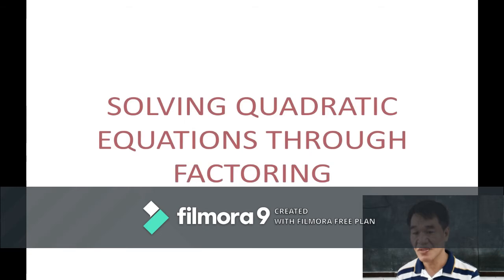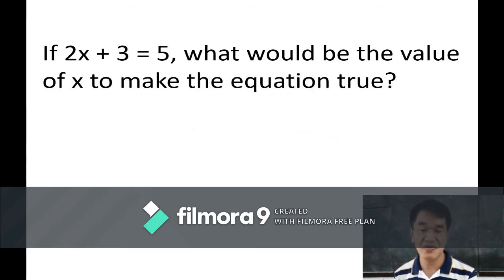Okay. How do we solve a quadratic equation through factoring? Let's illustrate them this way. For example, I have 2x plus 3 equals 5. What would be the value of x to make the equation true? Can you think of a number that when you substitute it with x, the answer is equal to 5 actually?